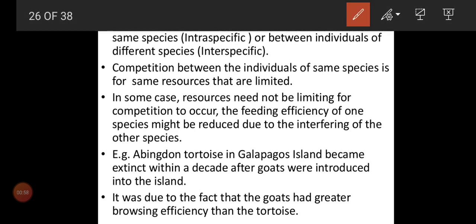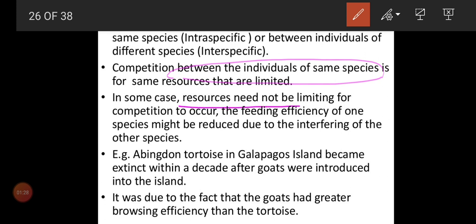Competition between individuals of the same species is for resources that are limited. Automatically, between the individuals of the same species the resources are limited: only some amount of water, organic rich soil will be limited. They won't get 100% of the resources for their growth and development. So the competition is for sharing all those natural resources.